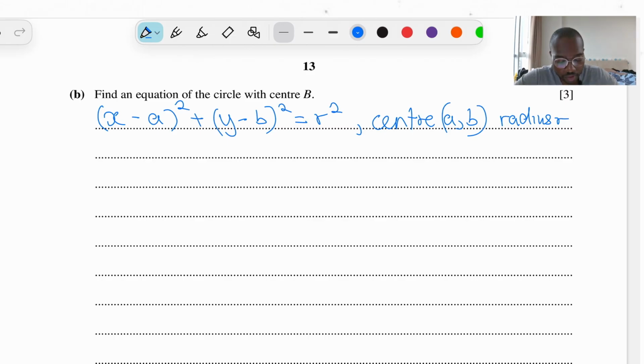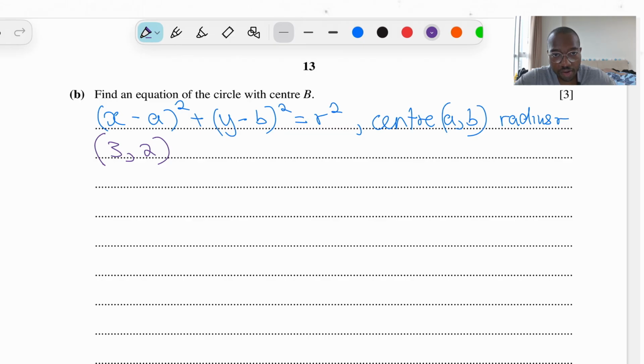So we already know the center. We know that center B has a center of 3, 2. So we already know that, so that's our a and b values. We need to work out the radius.